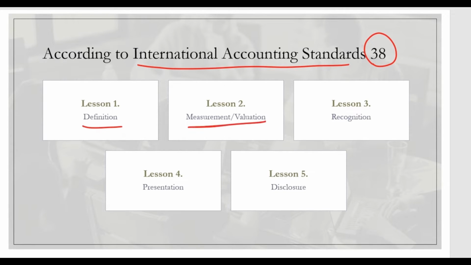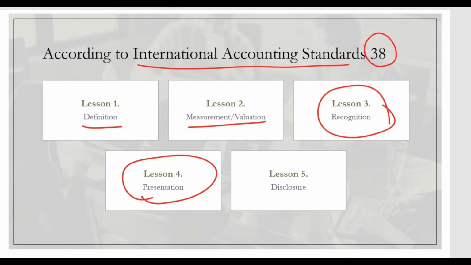Standard 38 has a definition for intangible asset and the detailed measurement principles or valuation principles for intangible asset, and it also discloses the detailed recognition principle about intangible asset and presentation. How do we present the intangible asset in the financial statement, and what information should be disclosed in the notes to the financial statement about the intangible asset.